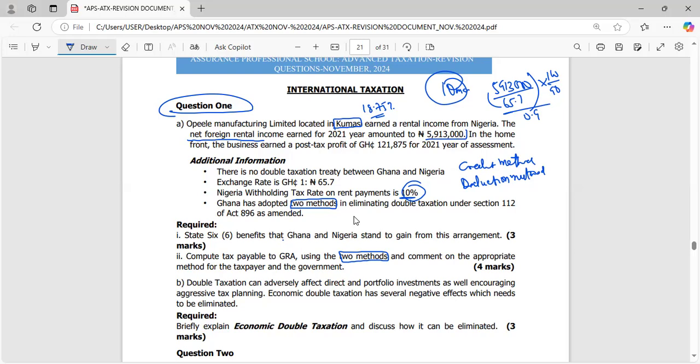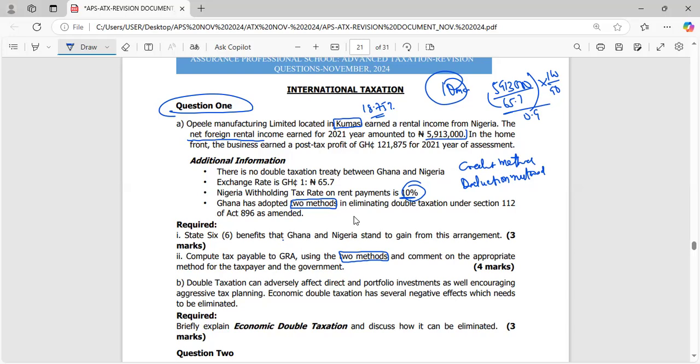In grossing it up, they give us the exchange rate: 1 Ghana cedi is equal to 65.70 naira. So you have to first of all convert this value to Ghanaian cedis. It's naira, so you divide it. When you divide it, now you have to gross that value. In grossing, you can just do 100 divided by 90, multiplied by whatever you get.